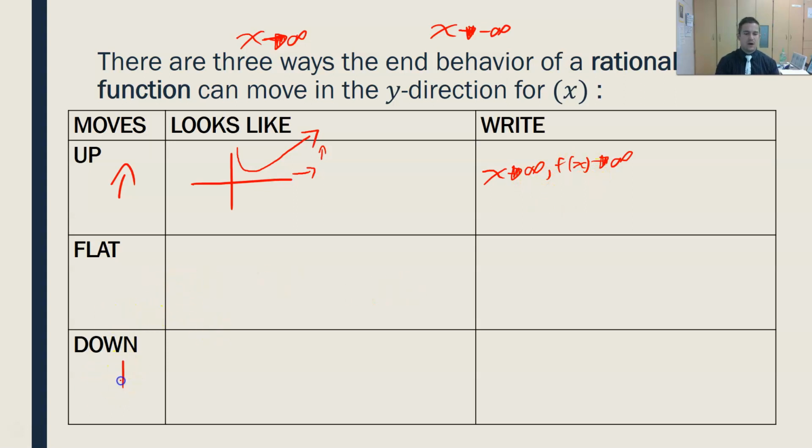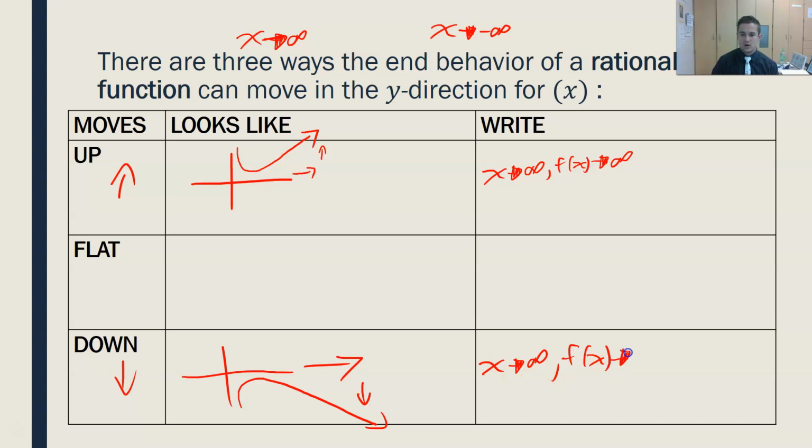Another way that the end behavior could look is it could be pointing down. So say I have a function like this. As I go to the right, it goes down, down, down forever. I'm not doing the left sides of these graphs, but the same would apply to the left. If I was going to the left and the graph was pointing down, it would behave the same way. So in this case, as x goes to infinity, f of x goes to negative infinity because it's pointing down. It's just going to keep going down forever and ever.